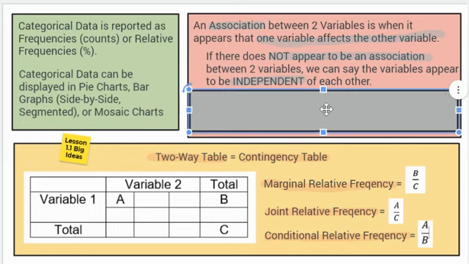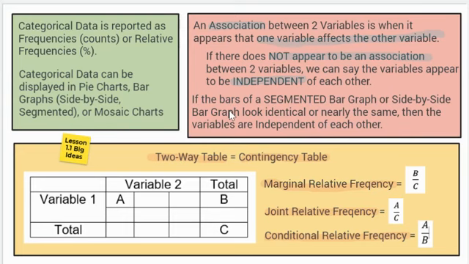So now let's take a look at the last thing, and that is if the bars of a segmented bar graph or a side-by-side bar graph look identical or nearly the same, then the variables are independent of each other. So that was one of the other big ideas that we learned in this particular lesson. If we see that the bars look identical or are nearly the same, I mean really, really close to being the same, then we would say, it doesn't look like one variable has an effect on the other variable. And so therefore, the two variables are independent of each other.